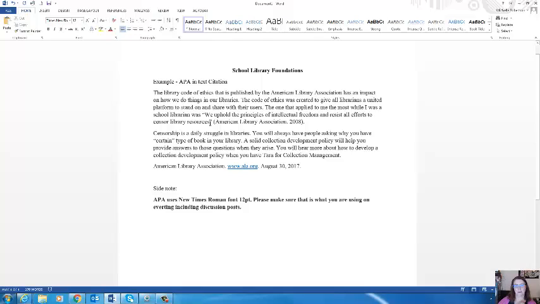Don't put a period at the end of your in-text citation. Make sure your period goes after you've cited your source, and then move on to whatever it is. Then I moved on to my next little blip about what I was going to write about.